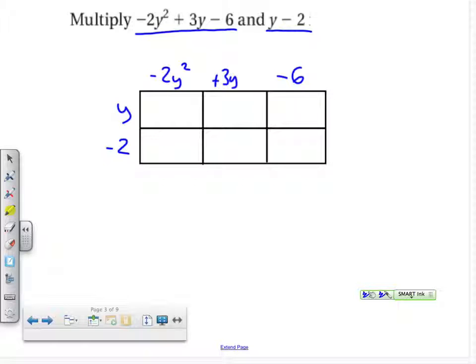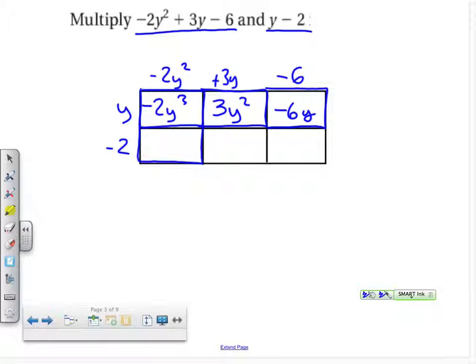And then we're going to find the area of each box. Area is length times width. So that's negative 2y cubed there when you multiply those. This box right here will be 3y squared. This box will be negative 6y. This box, negative 2 times negative 2y squared, that's 4y squared. This box here will be negative 6y. And this box will be 12.